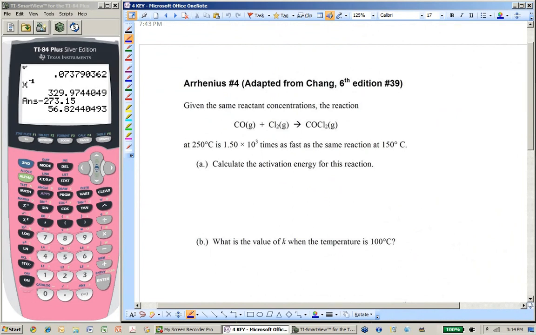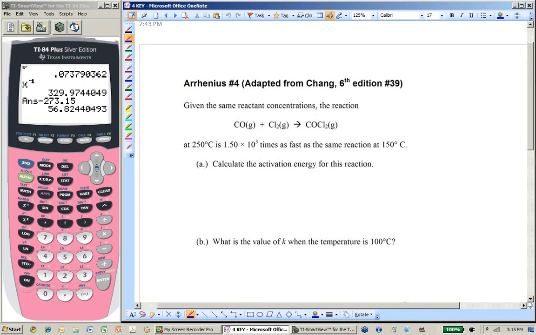Given the same reactant concentrations, the reaction of carbon monoxide plus chlorine gives us COCl2 gas at 250 degrees Celsius. It is 1.5 times 10 to the 3, that's known as what, 15,000, times as fast as the same reaction at 150. So we've increased the temperature by 100 Celsius degrees. That's a whole bunch of doubling, isn't it? So what do they want me to do? They want me to calculate the activation energy for this reaction.